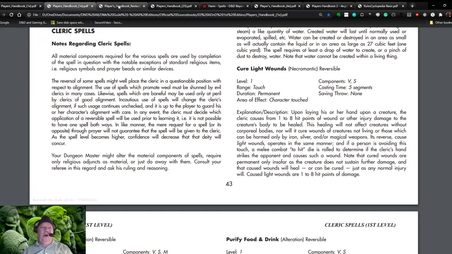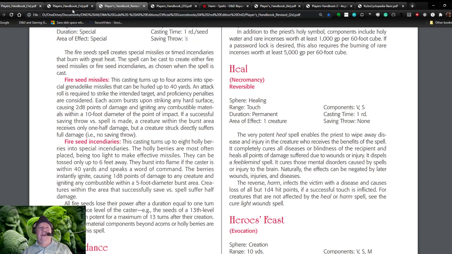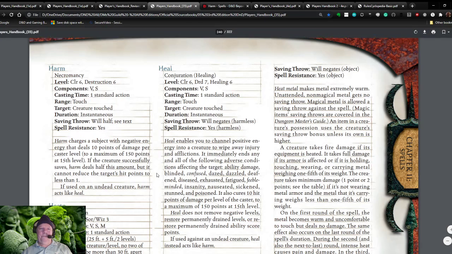All right, now second edition, heal and harm. Again, 6th level spell, very potent heal spell enables the priest to wipe away disease and injury in any creature who receives the benefits, yada yada yada. Reverse harm infects the creature with disease and causes all but 1d4 hit points of damage if a successful touch is inflicted. And once again, same caveat, will not work on creatures that are unaffected by the Cure Light Wounds spell.